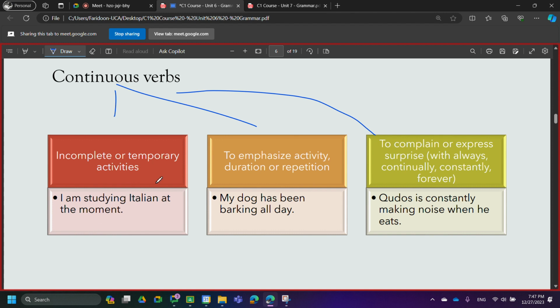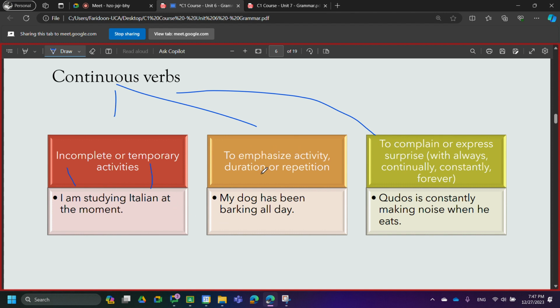Example for the first one, when it's an incomplete activity or a temporary activity, I think both can be used. It can be incomplete or it can be temporary based on where you're going to look at it from. I'm studying Italian at the moment. So yeah, you're not done studying, so it's incomplete, and it might be temporary because maybe next term or next year you will start Spanish.